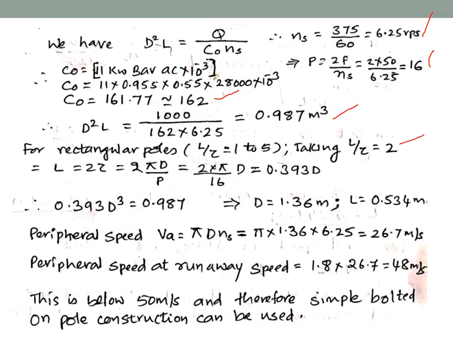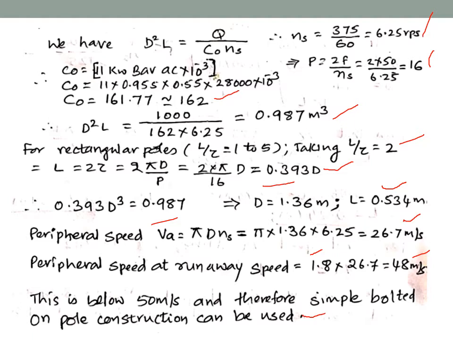So for rectangular poles, L by tau ratio is 1 to 5. Taking L by tau is equal to 2, so L is equal to 0.393 D. After that, D comes out to be 1.36 meter, L comes out to be 0.34 meter. So peripheral speed VA comes out to be 26.7 meter per second. Now peripheral speed at runaway speed, given 1.8 times, comes out to be 48 meter per second. So for this, simple bolted on pole construction can be used.